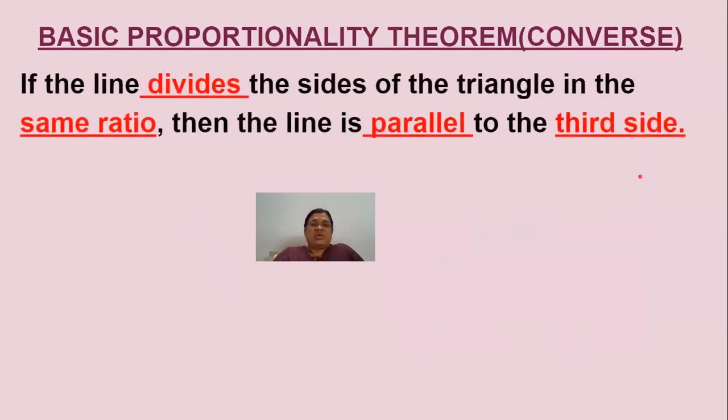What is the converse of it? It is if a line divides the sides of the triangle. Here also the triangle is given. Here he is not saying whether that line is parallel to the third side or not. He is saying just the line divides the sides of the triangle in the same ratio. The ratio is same. Then that line will be definitely parallel to the third side. This is the converse of basic proportionality theorem.